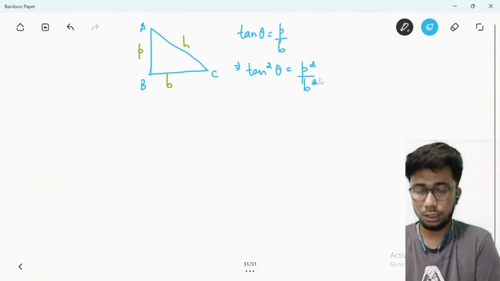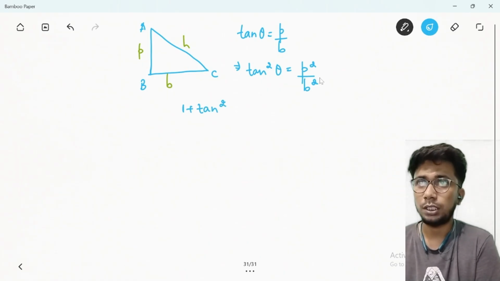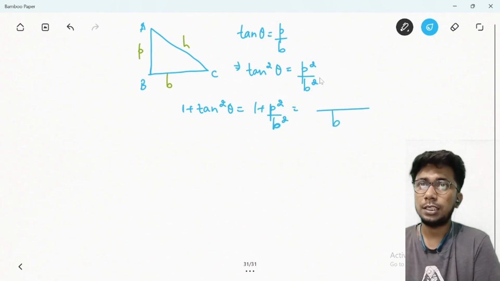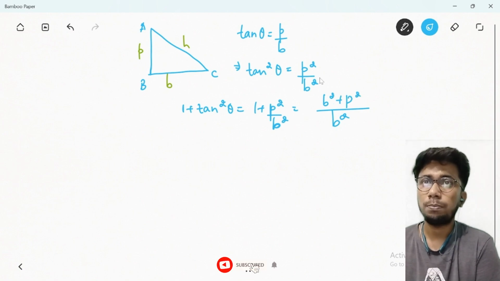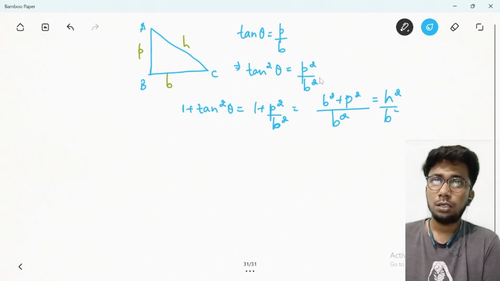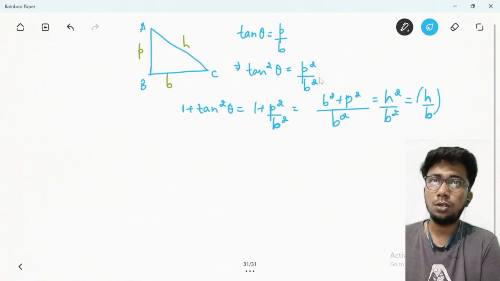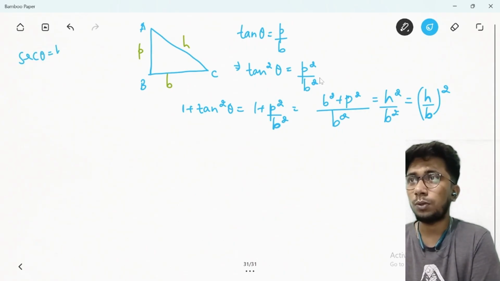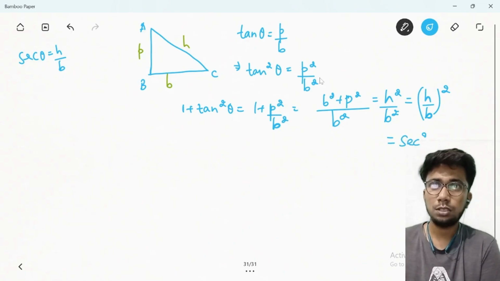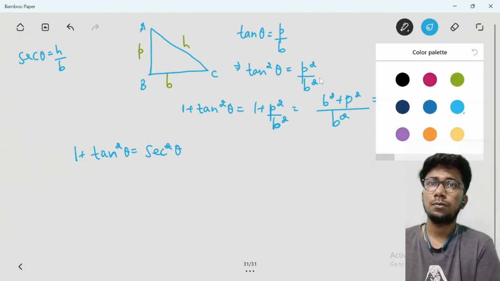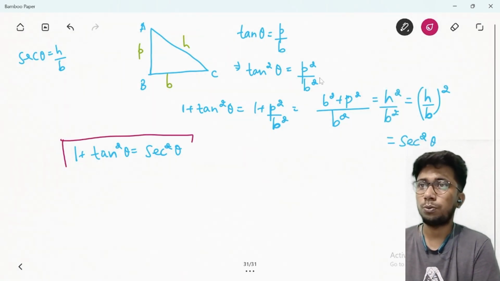Now what was the third relation? Third relation was 1 plus tan square theta. So what will it be? 1 plus p square upon b square. We can take the LCM and simplify. This will be b square plus p square. And from Pythagoras theorem, we know that this p square plus b square is nothing but h square. This can also be written as h upon b whole square. And we know that in any right angle triangle, sec theta is equal to h upon b. So this will be equal to sec square theta. Hence we proved that 1 plus tan square theta is nothing but sec square theta. So this result is also proved easily.